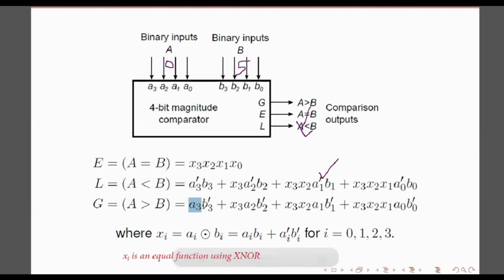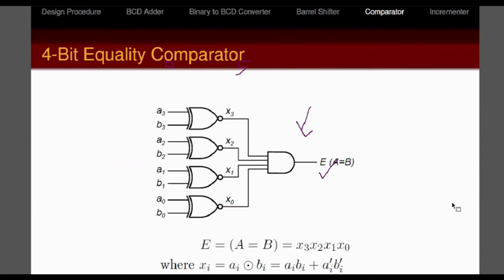Greater than means if A3 is 1 and B3 is 0, you don't need to see the rest. Obviously A is greater than B. If A3 equals B3, then you have to check A2 and B2. If A3 equals B3 and A2 equals B2, you check A1 and so on.